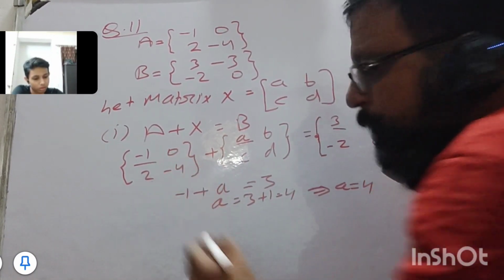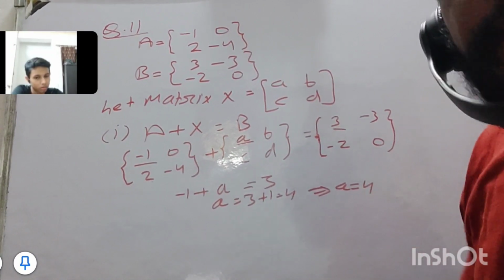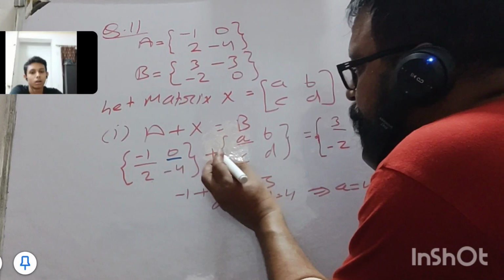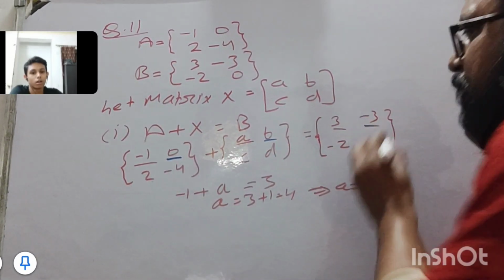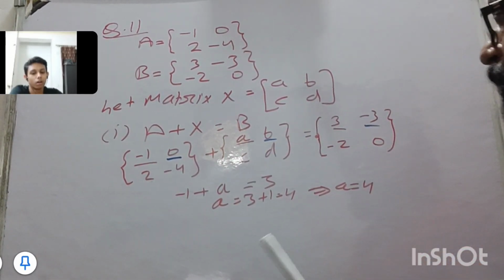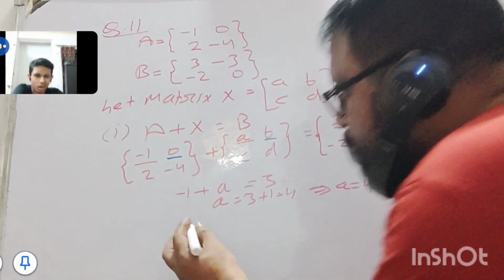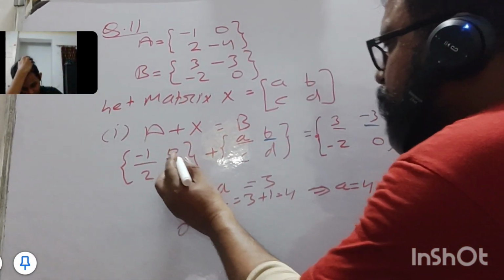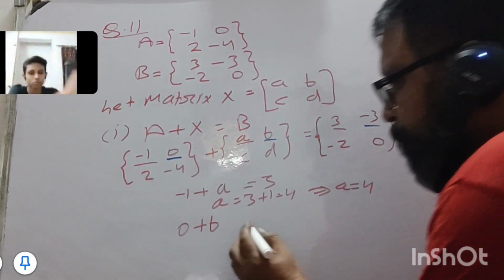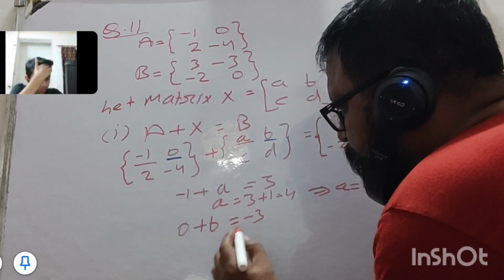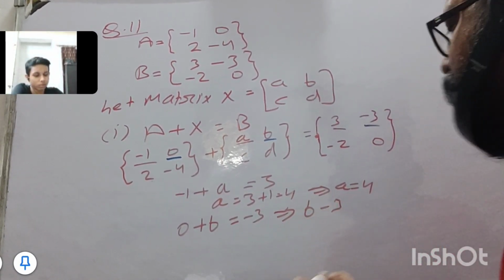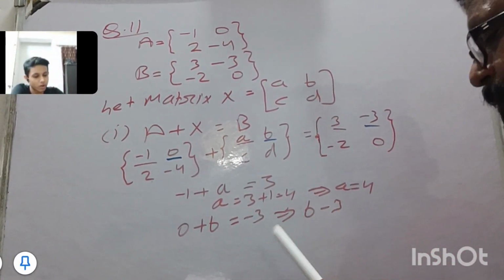Now we will take 0 plus B is equal to -3. 0 plus B is equal to -3, so it becomes B is equal to -3.